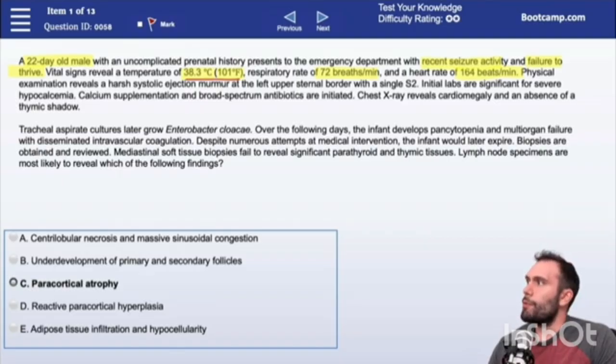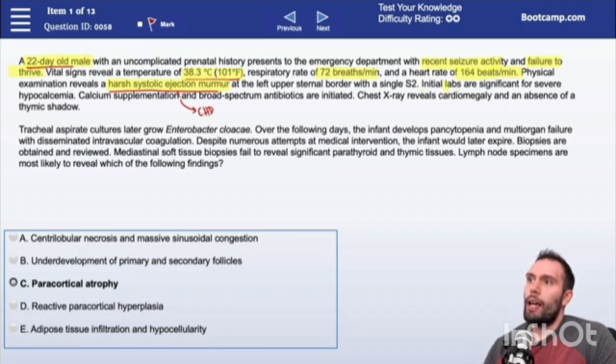So just reading through this a little bit further here, physical examination reveals a harsh systolic ejection murmur at the left upper sternal border with a single S2. If you see an infant, especially, and they start to mention any kind of heart murmur, you immediately want to start to think a little bit about congenital heart defects. So we'll draw an arrow out here. You want to think a little bit about congenital heart defect. But let's keep reading here and we'll put this all together.